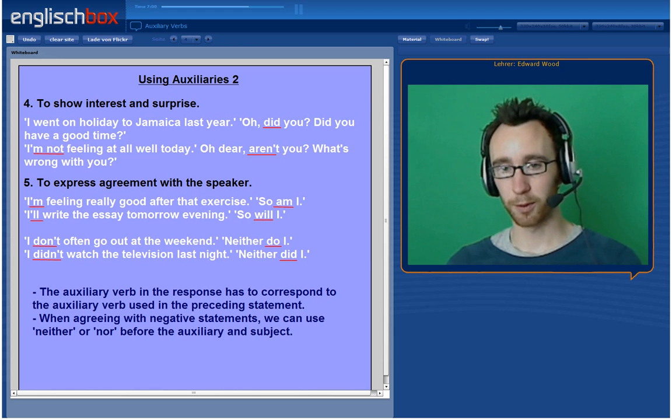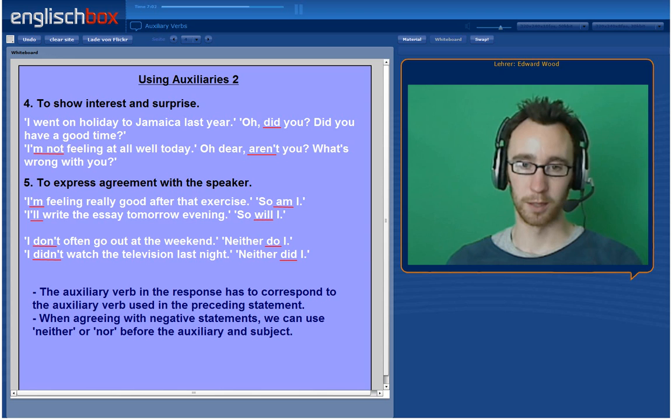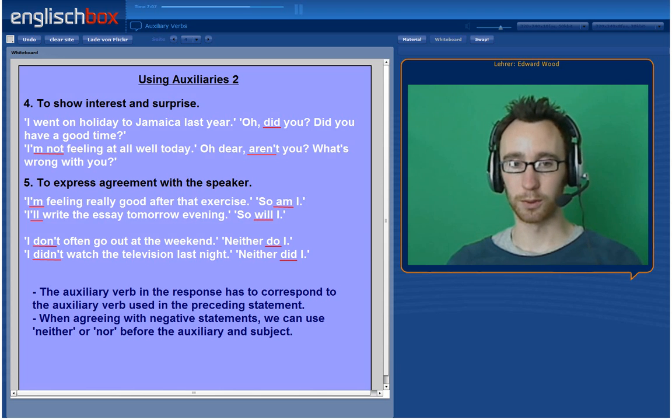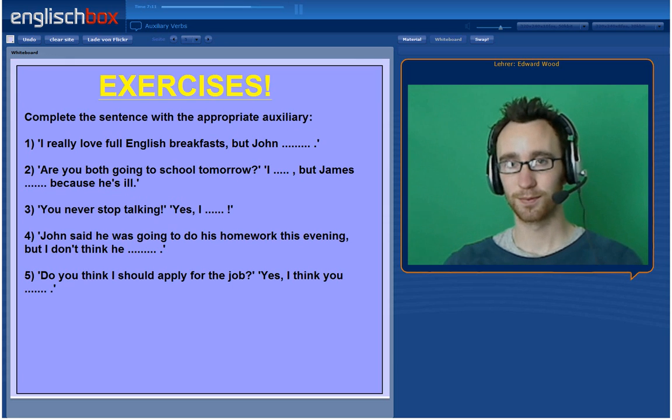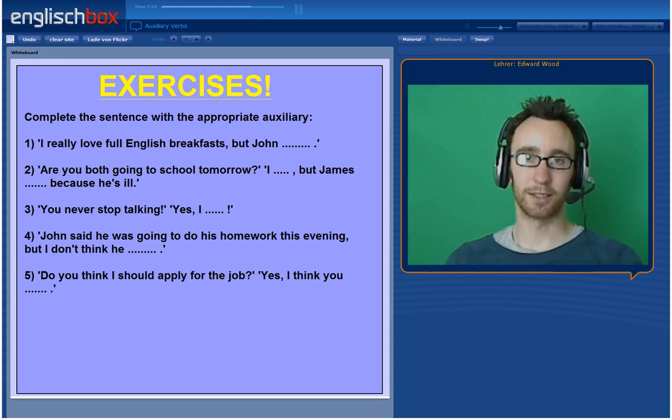So as a review, at the bottom we have two sentences. The auxiliary verb in the response has to correspond to the auxiliary verb used in the preceding statement, and when agreeing with negative statements we can use neither or nor before the auxiliary and the subject. So let's try some exercises now.